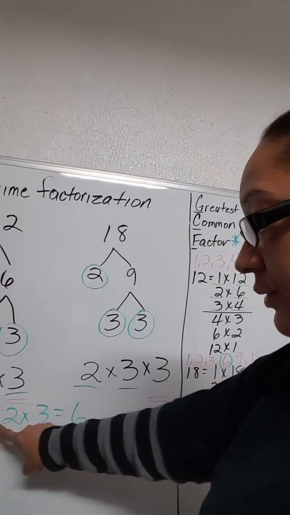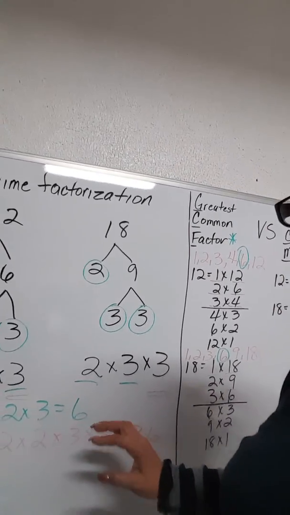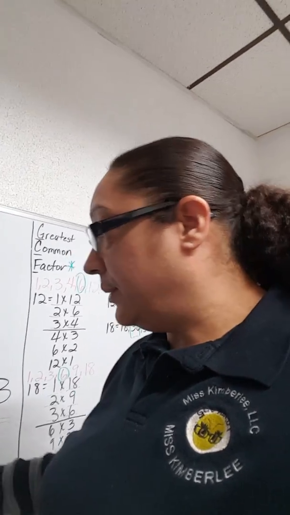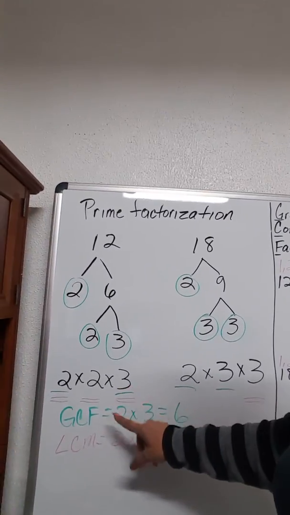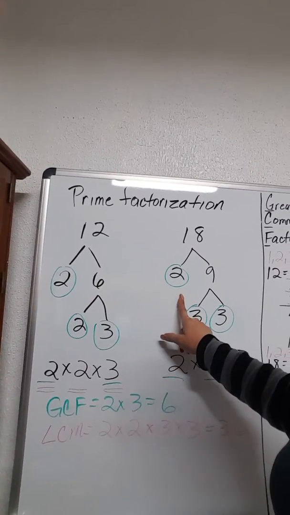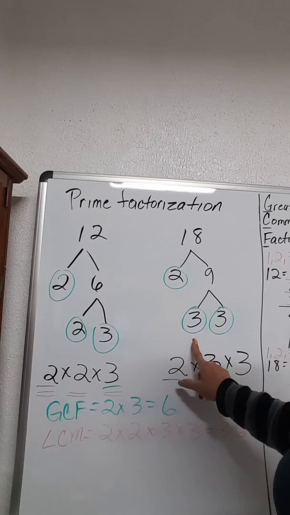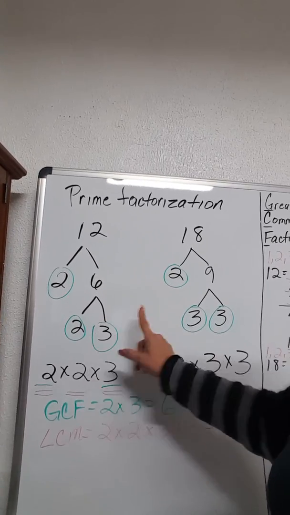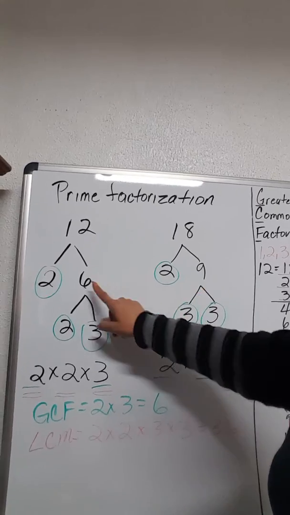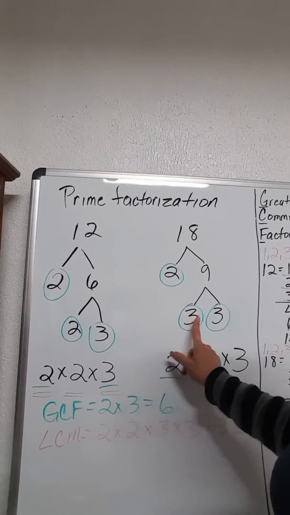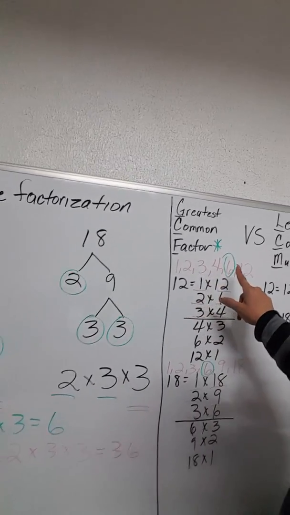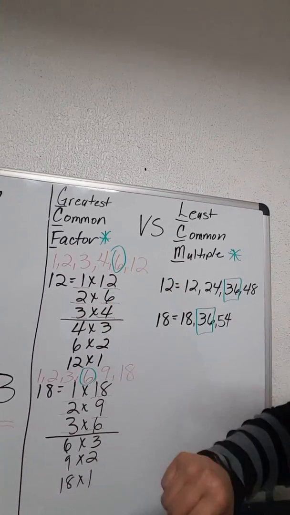Now when you're looking for the greatest common factor, you have to know what you're looking for. With the greatest common factor, you're going to focus on the numbers they have in common. They have a 2 in common, and they have a 3 in common. They don't have another 2. This one doesn't have another 2, and this one doesn't have another 3. So you're only using the 2 and the 3. So 2 times 3 equals 6. 6, and we'll go back to 6.